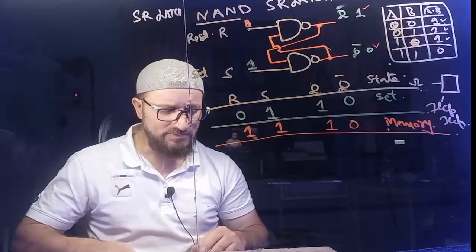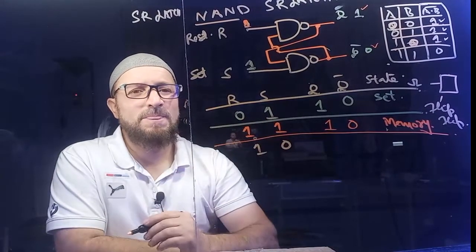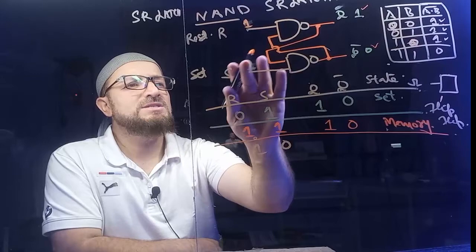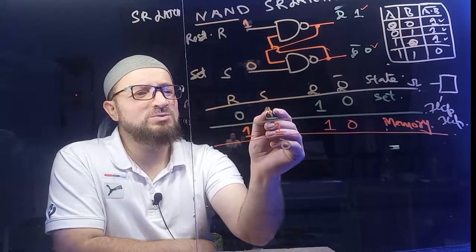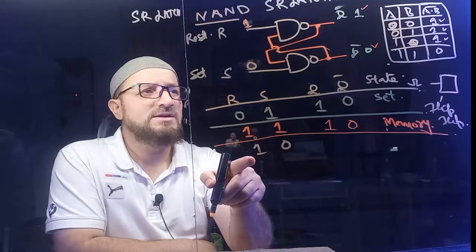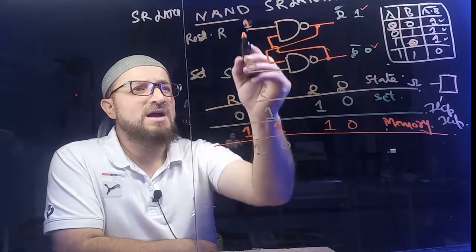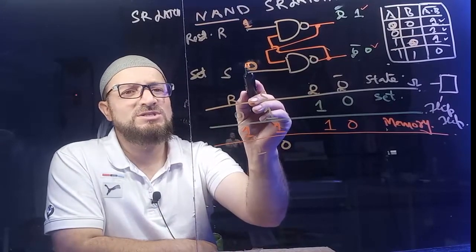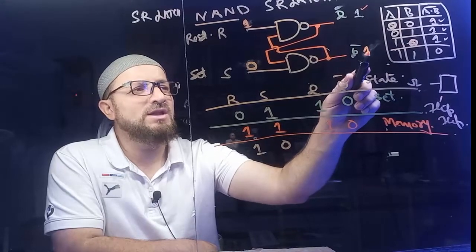Now we change the input. We had 0, 1, now let's make it 1, 0. R is 1, but S is 0. Technically, if R is 1, it should reset. When S was 1, it got the set, and if R is 1 here, it should reset. That means Q should become 0 and Q complement should become 1. Let us see that. I have R as 1 and S as 0. If one of the inputs is 0 here, then 100% guaranteed the output of this gate will be 1. It will stay as 1 like this.